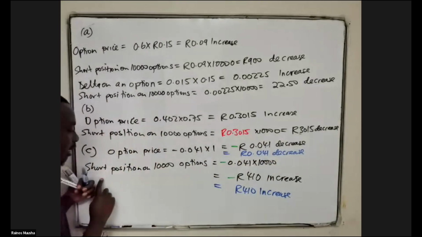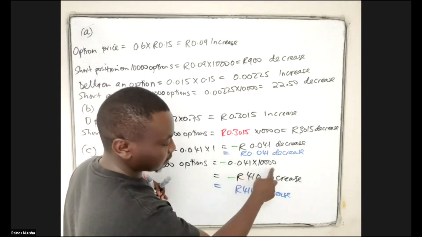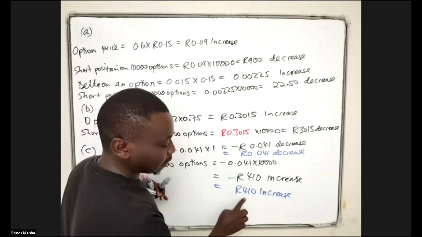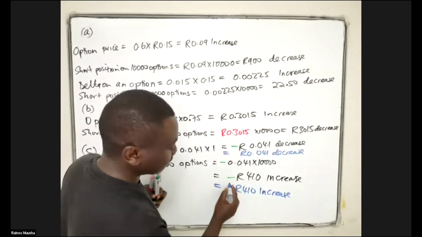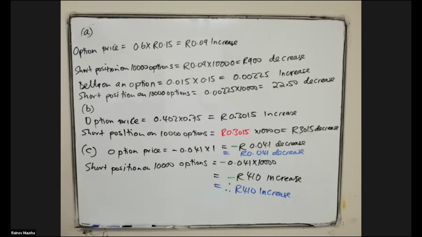Then here, when you're looking at the short position on 10,000 options, if you say minus 0.041 times 10,000, you get minus 410. You will still need to indicate that it's therefore an increase of 410 as well, because we know that when the party who takes a short position suffers a loss, the party who takes a long position is going to end up having a gain as well. Are we on the same page? Are we together? Yes.